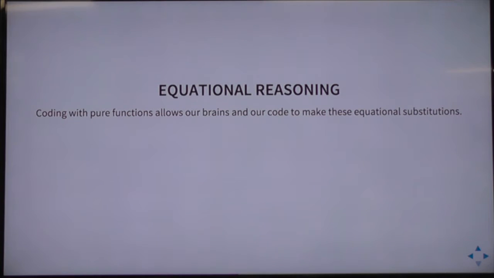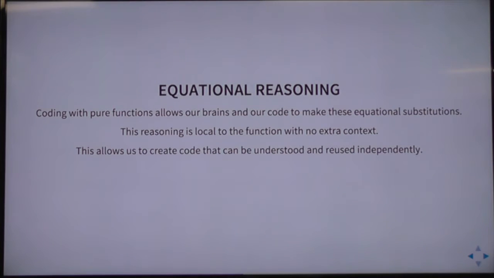The reason why this is important is because coding with pure functions allows our brain and our code to make these equational substitutions. It allows you to reason about that function in a way that's local and doesn't require you to load up all the different ways that state can change through your application. Which really allows us to create code that can be understood and reused independently of having to understand the whole code base. You can just look at a function and say, yep, that is the one for me. I know I can use it.